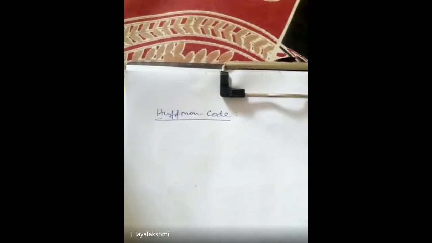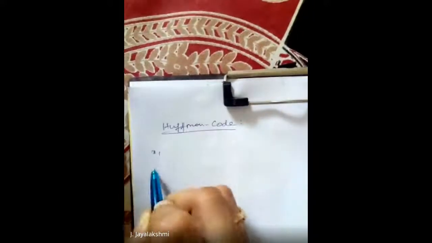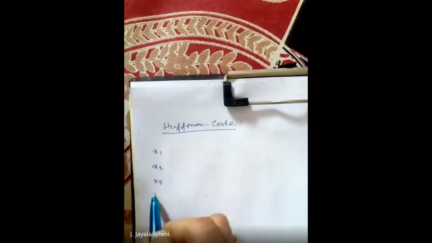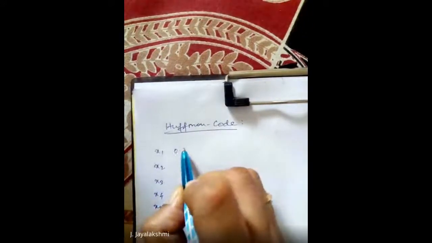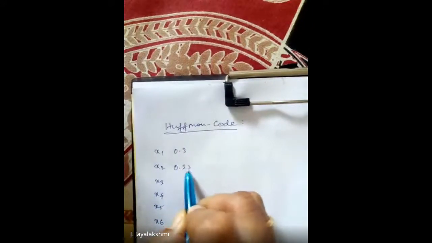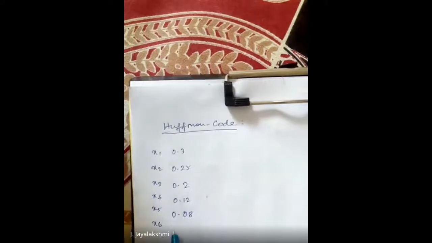Okay. I think for easier understanding, we can go for the same set of probabilities that we chose earlier. So let us have the same probabilities given. We'll solve those probabilities by means of Huffman. Okay. So 0.3, 0.25, 0.2, 0.12, 0.08, 0.05. So these are the probabilities.